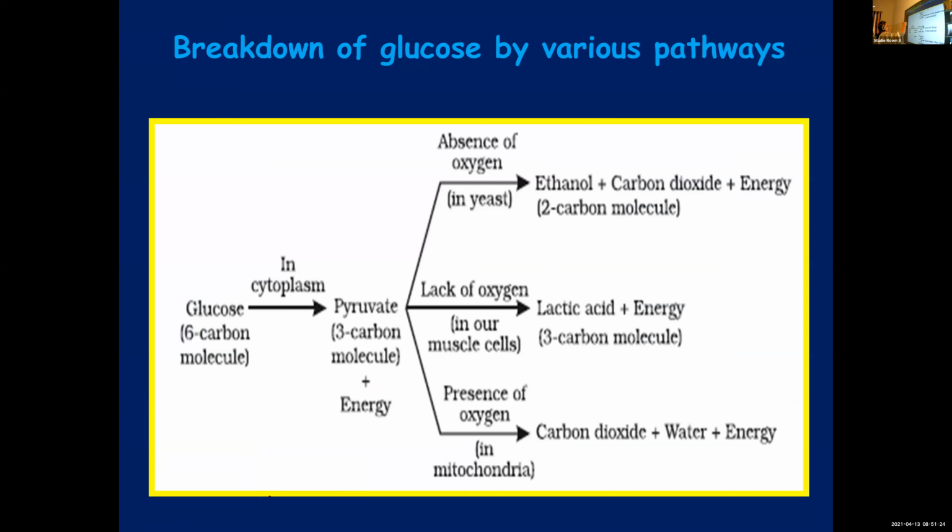This is the first step, which is common for both. Glucose is broken down to pyruvate. Glucose has 6 carbon atoms, and pyruvate has 3 carbon atoms. Pyruvate plus energy will be formed. Then pyruvate will break down into different products in aerobic and anaerobic respiration.